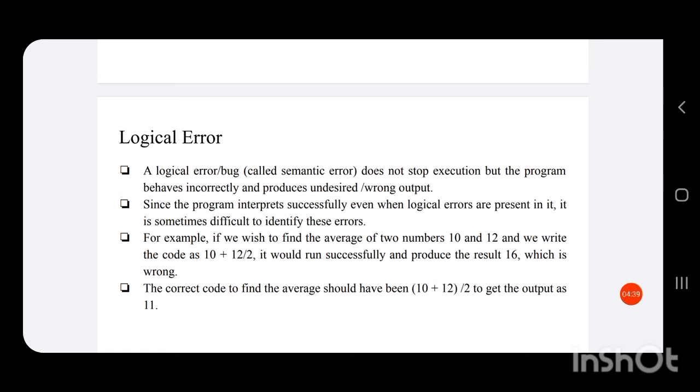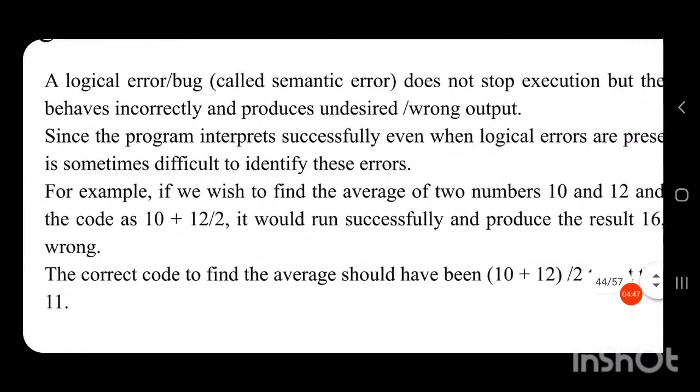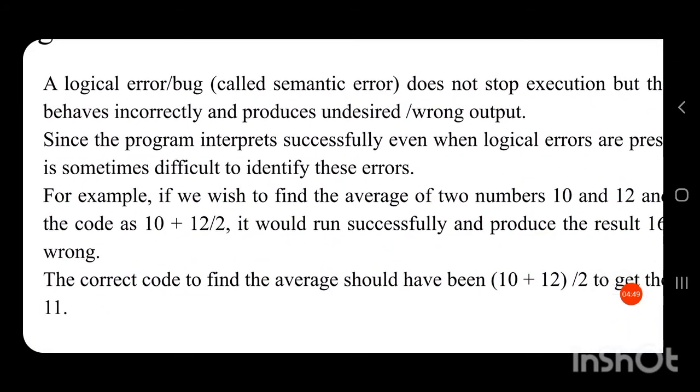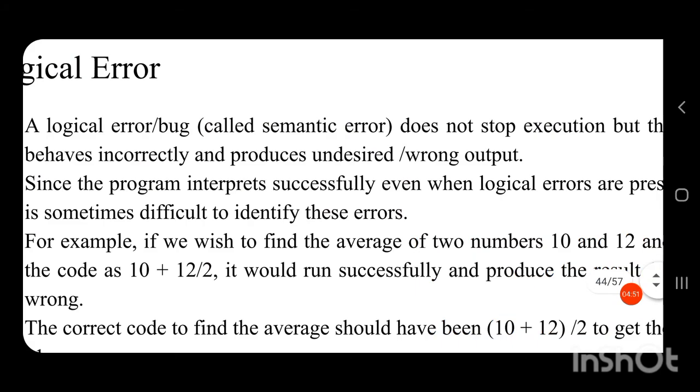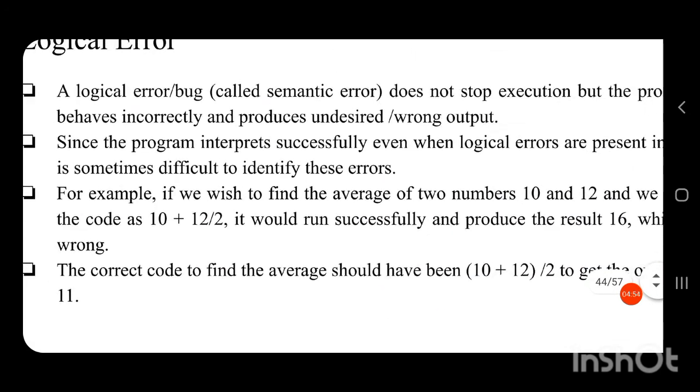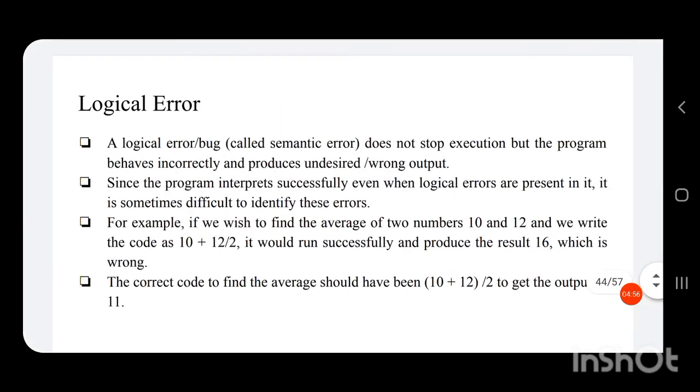Sorry, the actual average is not 16. 10 plus 12 is 22, and 22 by 2 is 11. The answer should be 11, but what we got is 16. So this is the logical error, and this is how the programmer will get it.